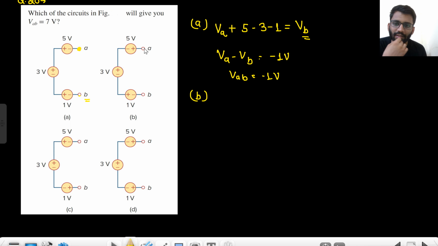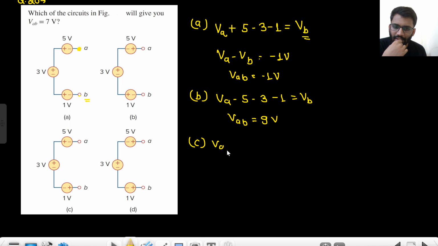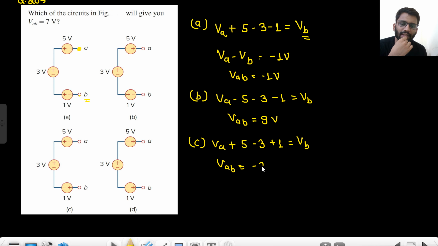I'm talking about B. We will start from here only. VA minus 5 minus 3 minus 1 equals VB. So your VAB is coming out to be 9 volts. We will start from C. VA plus 5 minus 3 plus 1 is equal to VB. So VAB here is minus 3 volt. We will start from D.